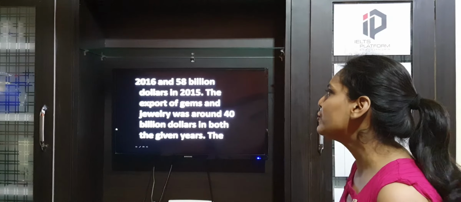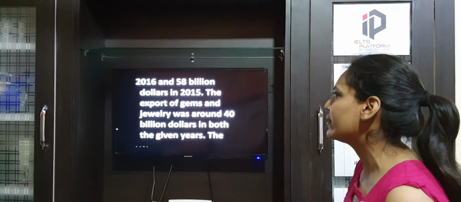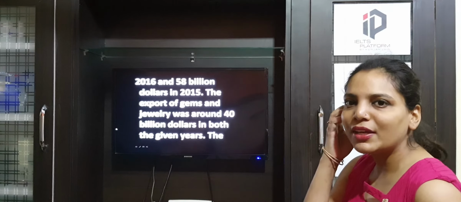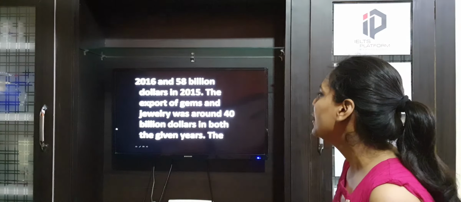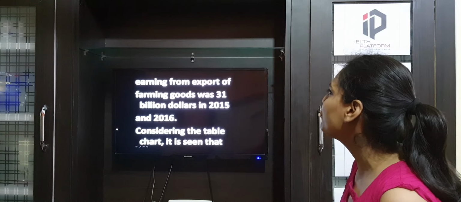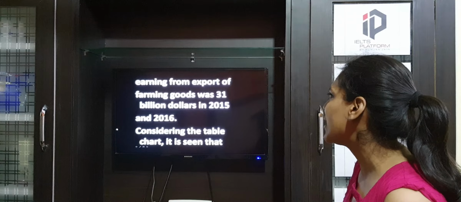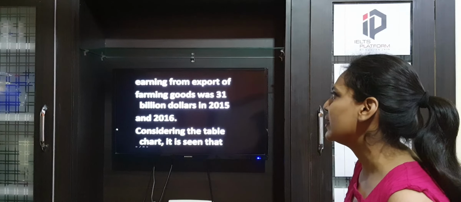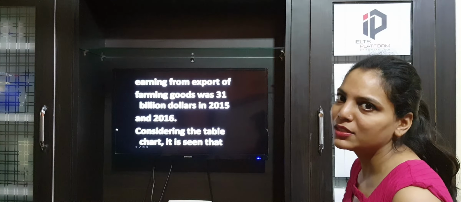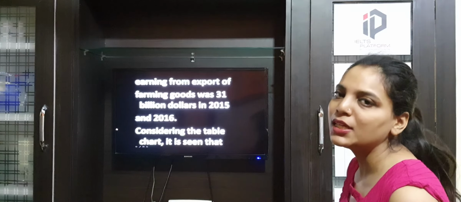The export of gems and jewelry was around $40 billion in both the given years. Yes, for gems and jewelry we can see that it was lying near $40 billion in both the given years. The earning from export of farming goods was $31 billion in 2015 and 2016. Yes, the agricultural products were exported nearly the same, that is $31 billion in 2015 and 2016.